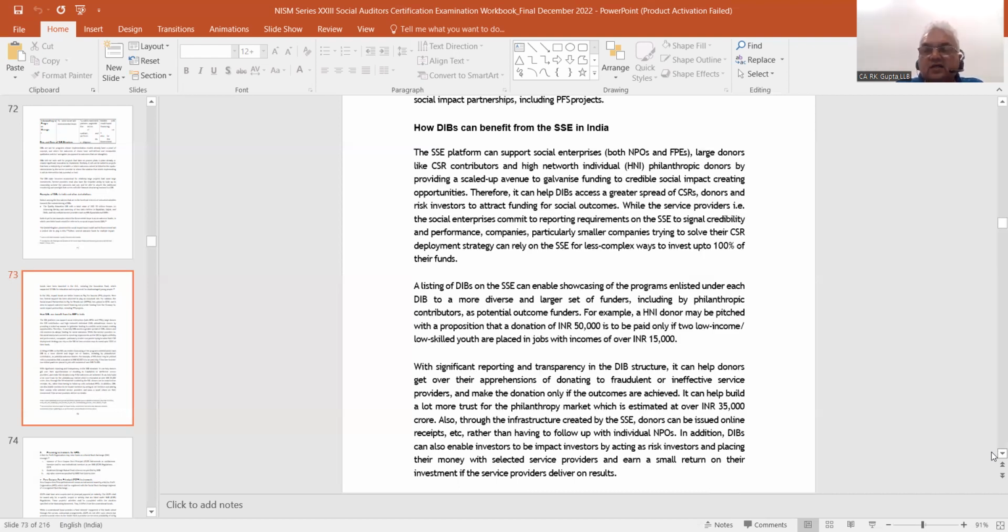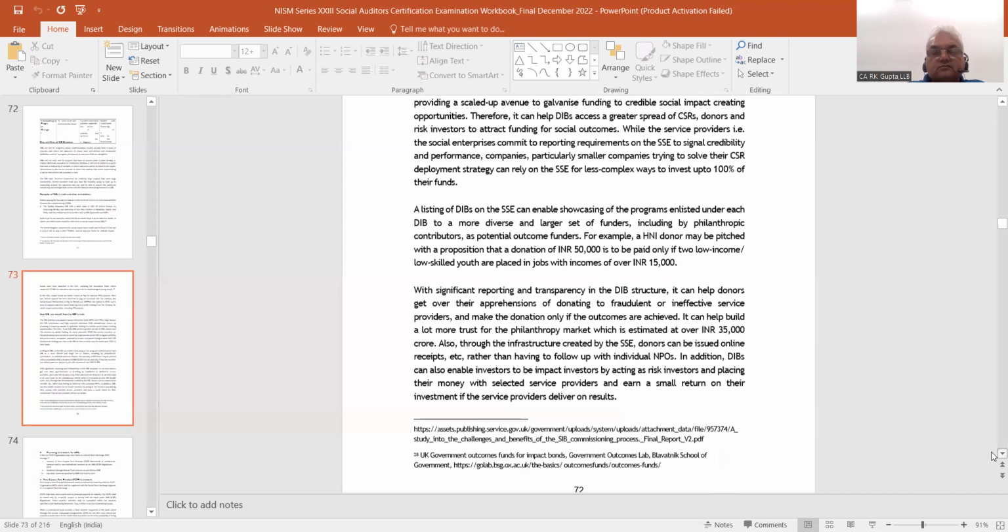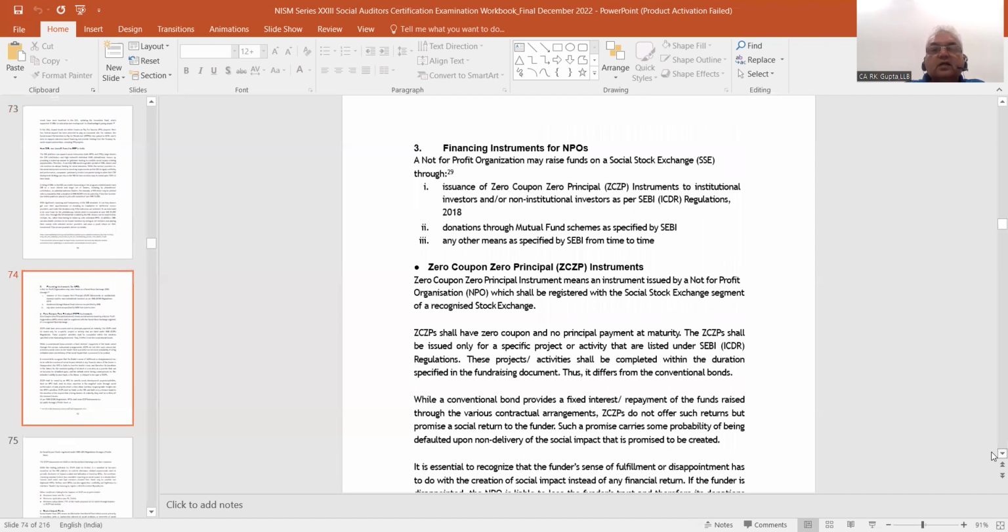In addition, development impact bonds can also enable investors to be impact investors by acting as risk investors and placing their money with selected service providers and earn a small return on their investment if the service providers deliver on results. ठीक है, तो इस तरह से भी ये काम हो सकता है. I think we can stop here and उसके बाद में फिर financing instruments for NPO, this we'll see tomorrow.